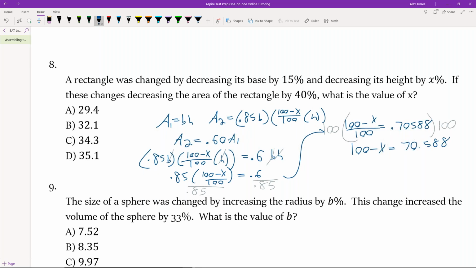70.588. Take away 100. Negative x equals negative 29.41. Multiply by negative 1 to get rid of that negative sign, and x equals 29.41. And so the answer is A.